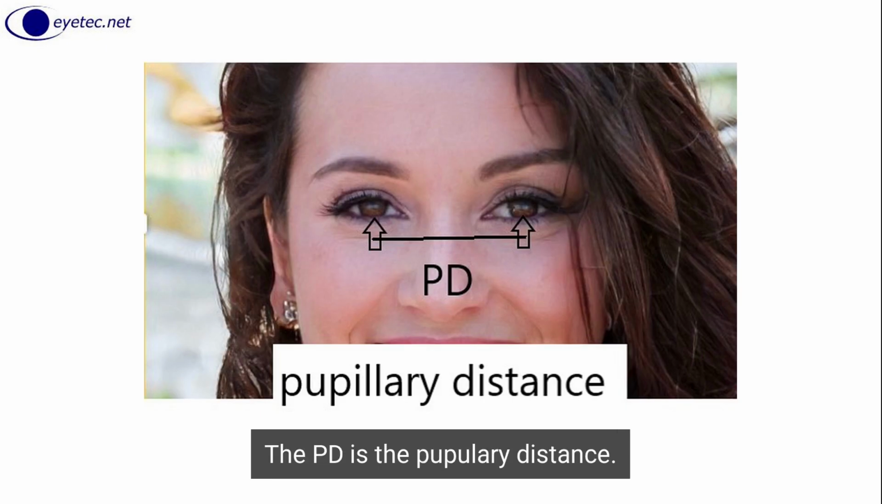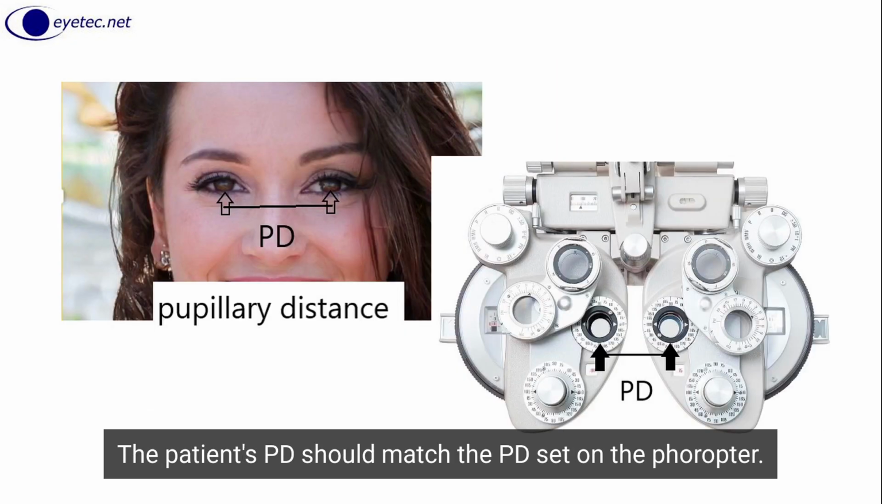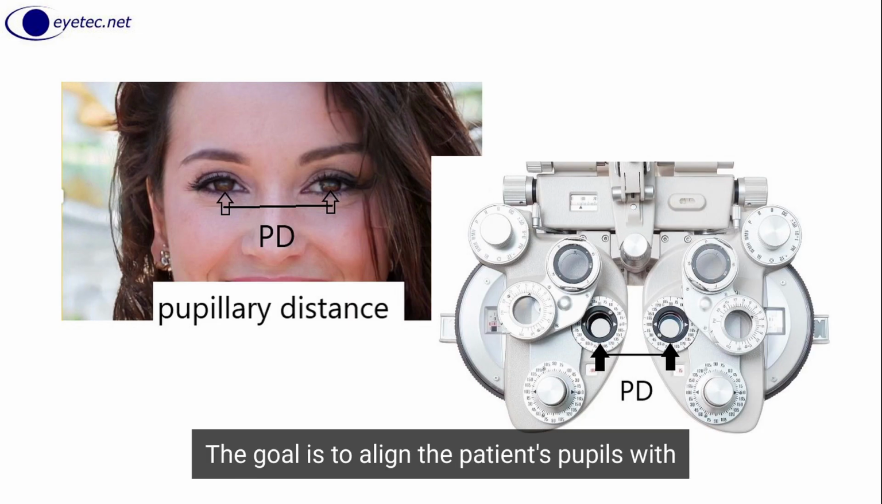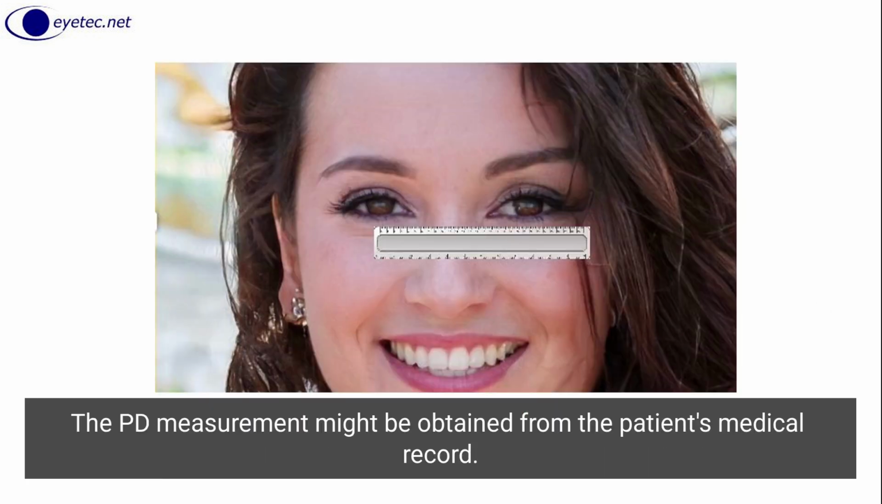The PD is the pupillary distance. This is the distance between the center of each pupil of the patient. The patient's PD should match the PD set on the phoropter. The goal is to align the patient's pupils with the optical centers of the lenses in the phoropter. The PD measurement might be obtained from the patient's medical record.